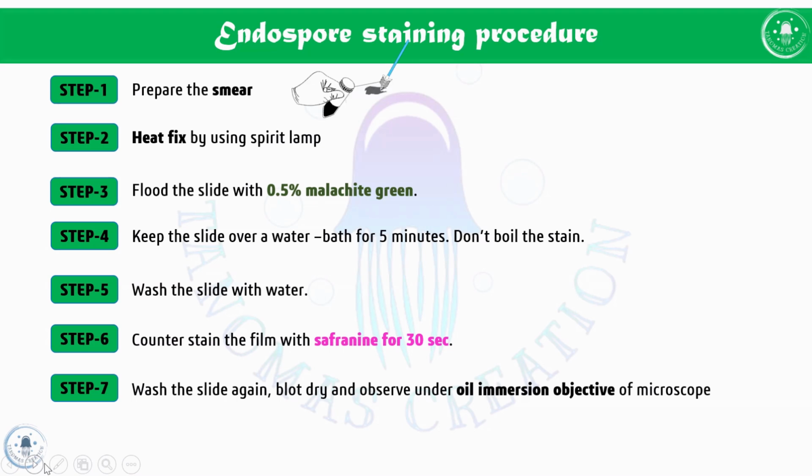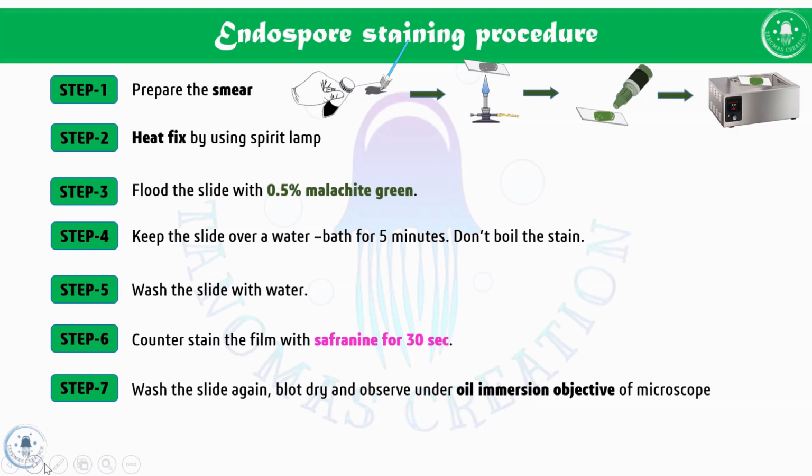So here you can see the smear is being prepared. Then you heat fix it properly. Then you cover the slide with malachite green. So if the bacteria have spores inside them, they will take up the malachite green color, right? Now you put it in a water bath for 5 minutes to allow the stain to enter into the spores. Okay. Then you wash it with water.